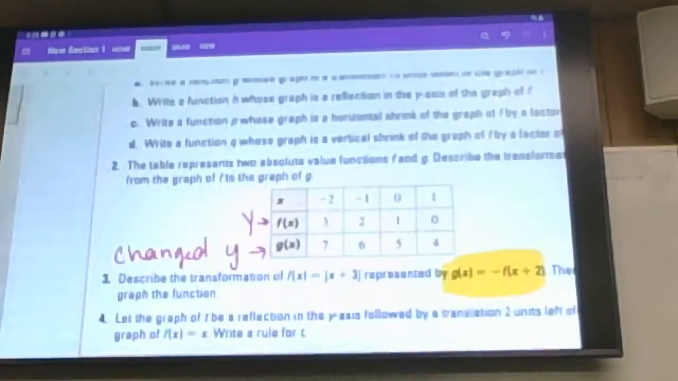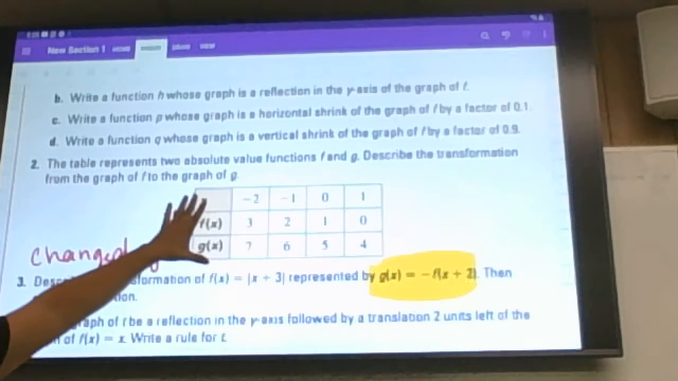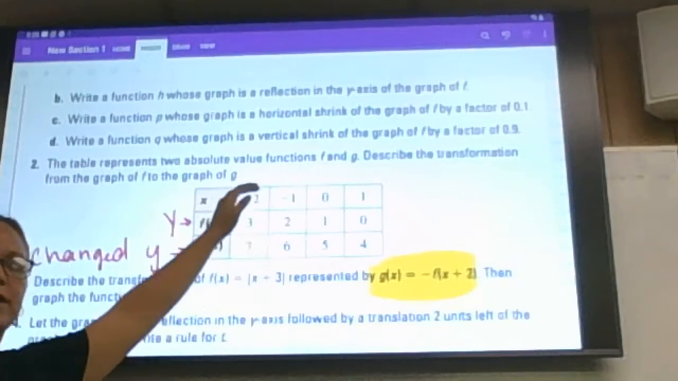Hey, you guys, really quick before you start checking with each other, I wanted to talk about number 2 in the mini assessment. A lot of questions on this. So I want to give you a chance to get it right now. It says to compare F and G, and it just gives you a table. So our X's are the same. You can kind of ignore it.